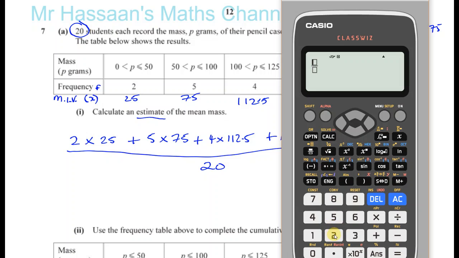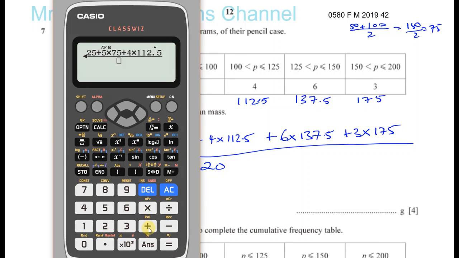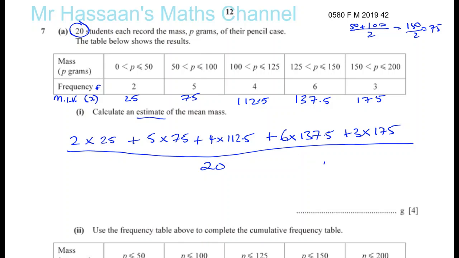So I'll write my fraction bar and I'll put 2 times 25 plus 5 times 75 plus 4 times 112.5, plus 6 times 137.5, plus 3 times 175, and that's all divided by 20, and that will give me my mass, which is 111.25. Now 111.25 is an exact value. I don't write 111 rounded to 3SF because it's an exact value, okay? So there's no need for you to round it.